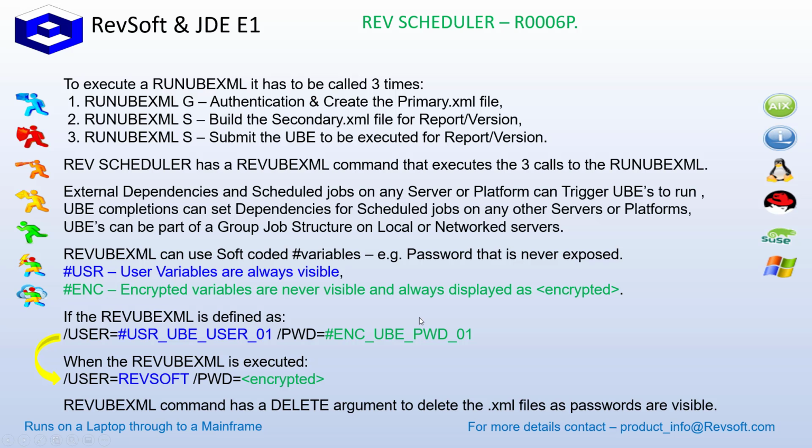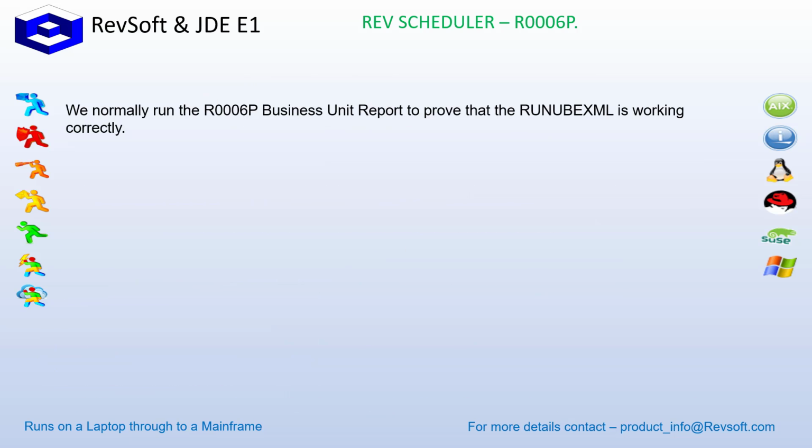The REV VUBEXML also has a delete argument at the end because we like to delete the XML files because, unfortunately, the passwords are visible in some of those files. Now, to test the run UBEXML works correctly, what we do is we run a REV VUBEXML with the R0006 Business Unit Report. That way it proves it works from end to end.